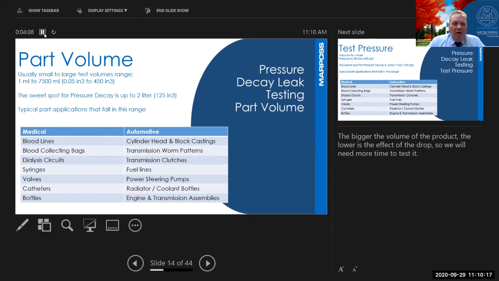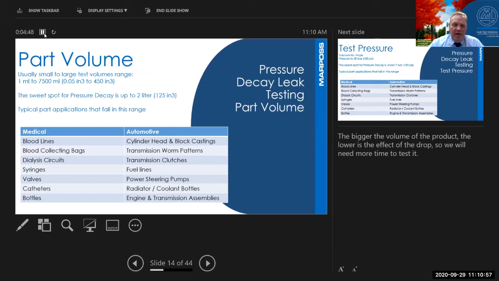When we start talking about part volume, what we normally see on pressure decay is the smaller volumes. We'll see 1 milliliter up to 7,500 milliliters. When you start getting over 450 cubic inches for pressure decay, you really want to start looking at other techniques outside of absolute and gauge pressure decay. Differential will work on it, but even then, you're starting to get in a little bit of trouble on some of these larger volumes, over 450 cubic inches. Small volumes, not a problem at all. The sweet spot for this is about 125 cubic inches. That's really where this belongs.